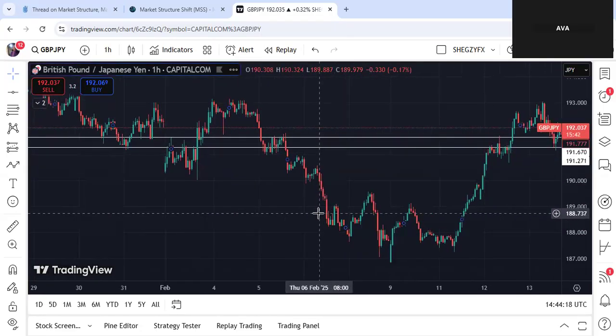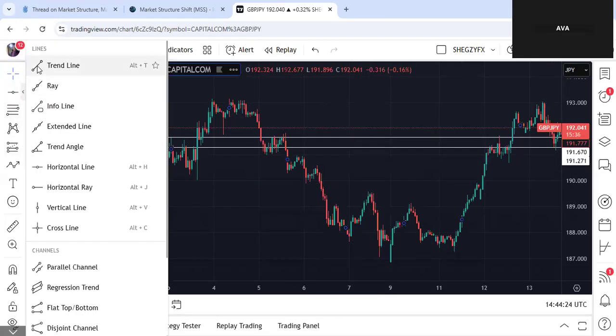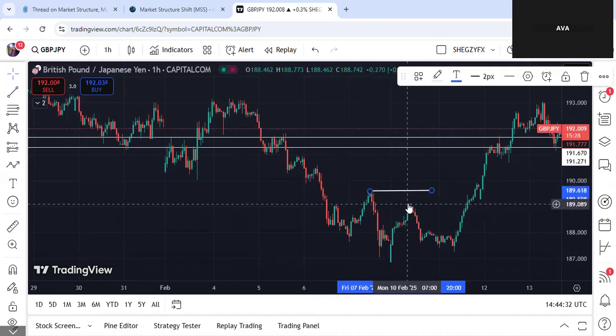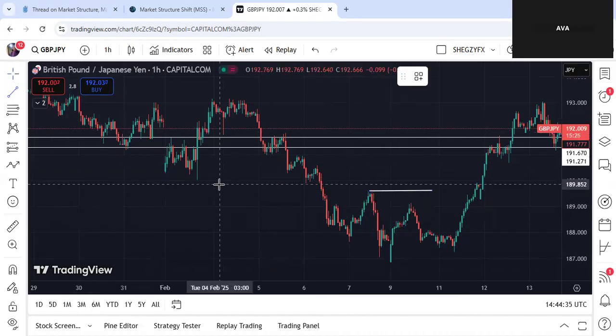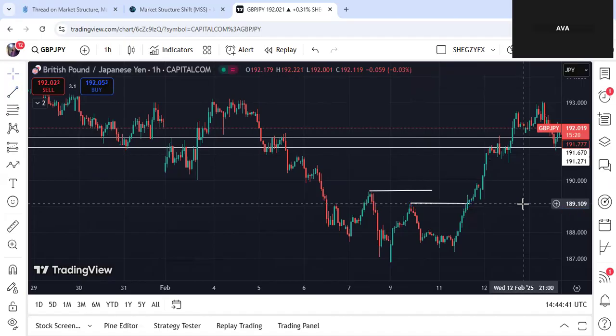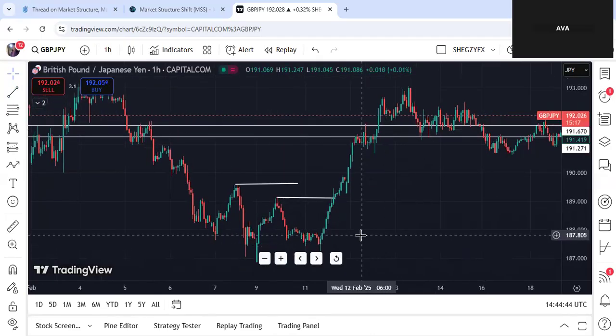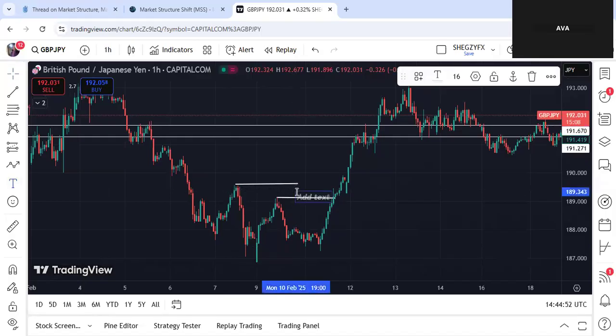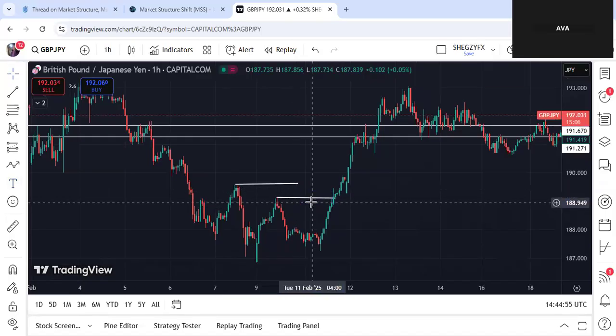Okay. Again, coming down again. These are our previous lows. These are our previous lows, right? The market comes down again. These are our previous lows again, right? So what happened? You can see it breaks this previous low. So the market changed again from uptrend to downtrend. This is another change of character here.